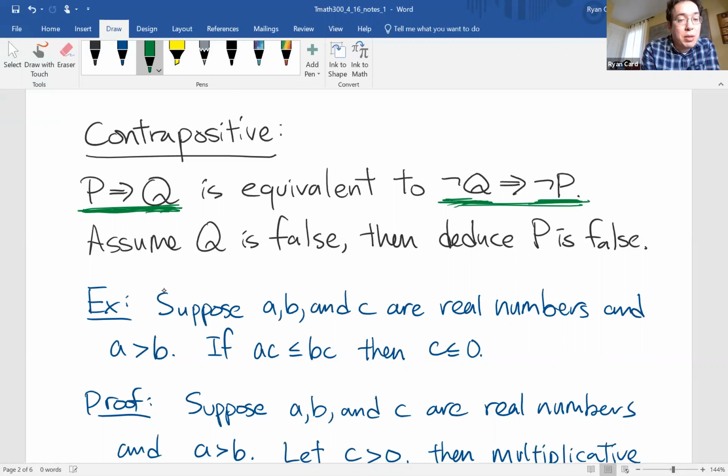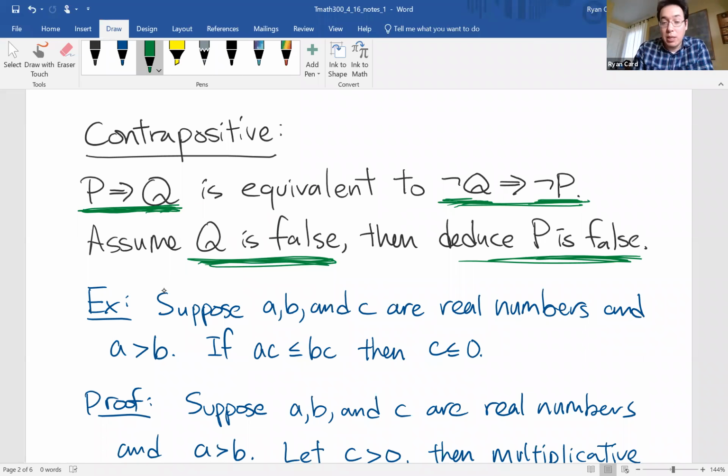So if I want to show P implies Q, instead of starting at the hypothesis, assume that the consequence doesn't hold. So assume that Q is false. And then from there, you work towards showing that the hypothesis must also be false. And that would be equivalent to showing that P implies Q.